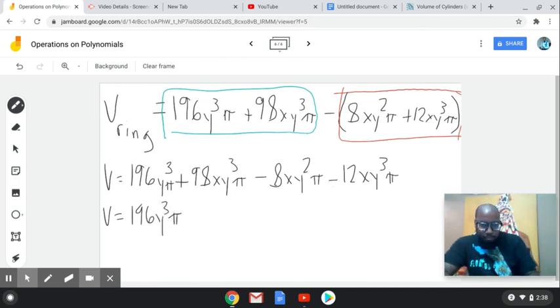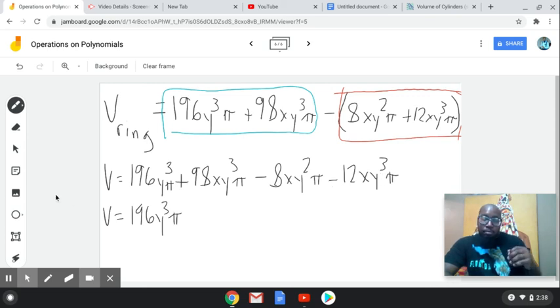Now, this one has an xy to the third. This one has an xy squared. This one has an xy to the third. So I'm going to combine these two when I combine like terms, because these are two like terms here. This is xy to the third. This is also xy to the third.